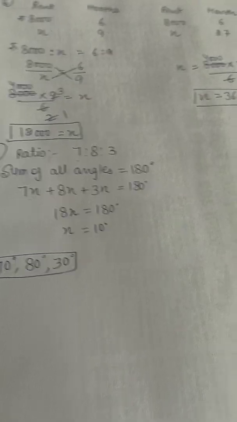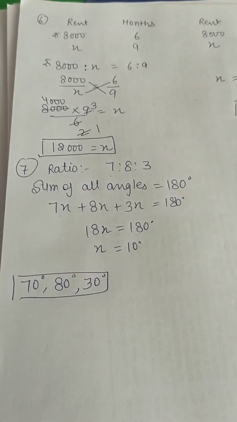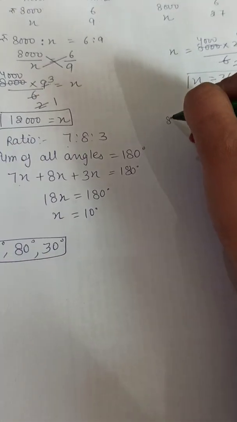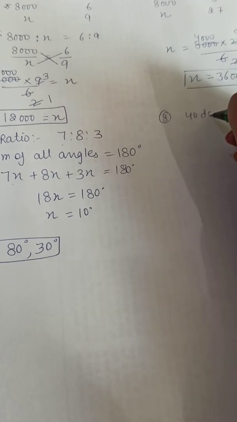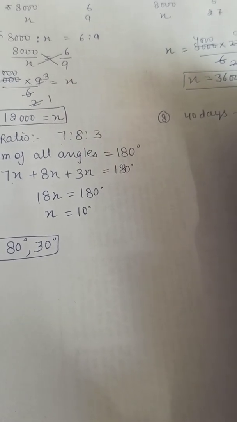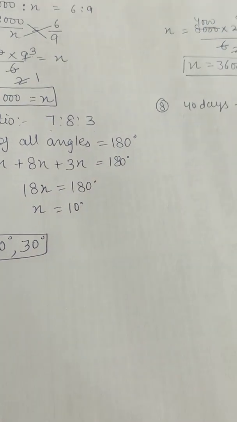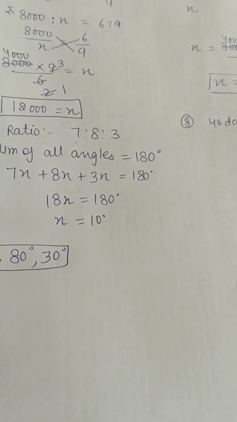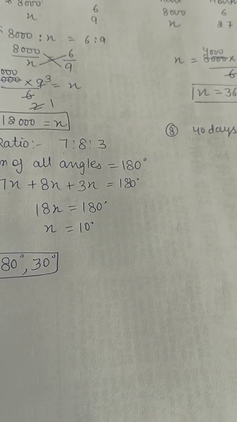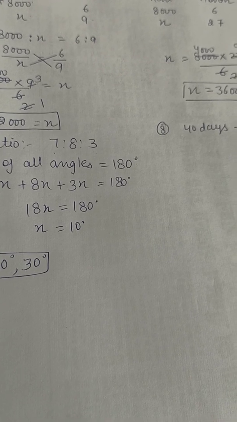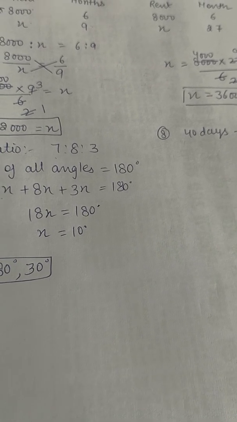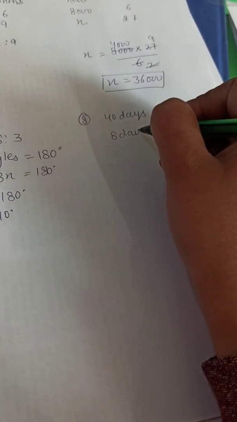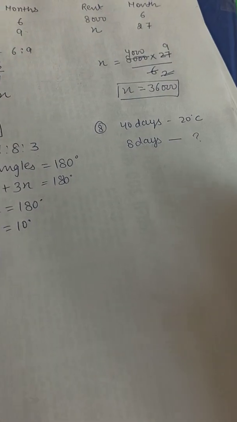Now the next question, that is question number 8. The temperature rose 20 degrees Celsius in the last 40 days. In the last 40 days, temperature increases 20 degrees Celsius. Right? If the average rate of the temperature rise remains the same, how many degrees will the temperature rise in the next 8 days? It means we have to find how much it will rise in 8 days.